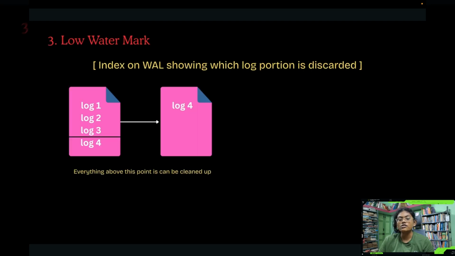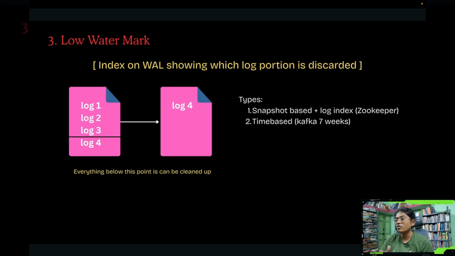And the third one is low water mark. This is the index on the write-ahead log, showing which log portion can be safely discarded. So this is the log index up to which all the transactions are committed and it's safe to be discarded. And beyond that watermark are the things that still need to be done. So everything before this point can be cleaned up.